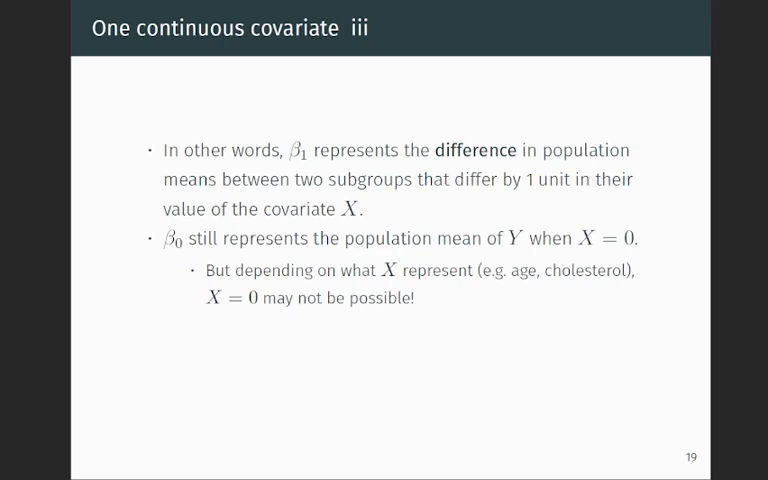So what you have to be careful about, though, is that beta 0 represents the population mean of y when x is equal to 0. But this, depending on the data set, may not actually be possible. So for example, if x represents age or cholesterol, then x equals 0 is not typically a valid value. You can't have somebody without cholesterol at all. So their measurement will never be equal to 0. So you have to be careful about interpretation in this case. There may not be a valid interpretation.